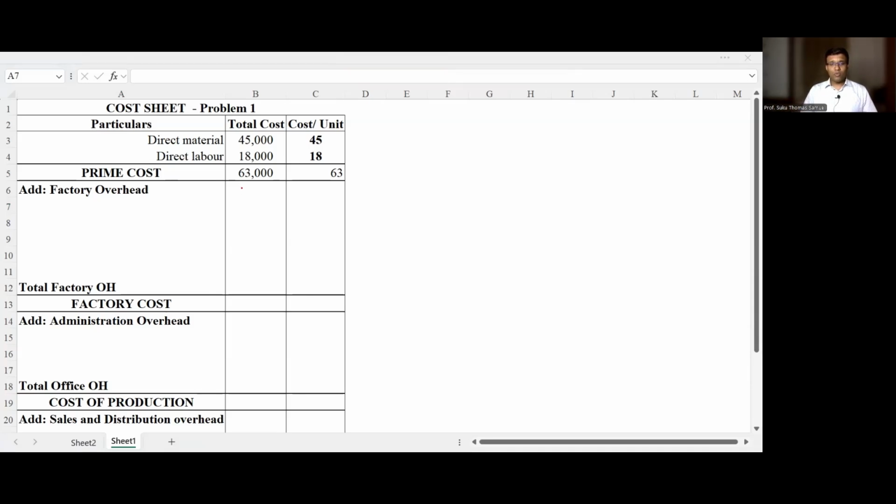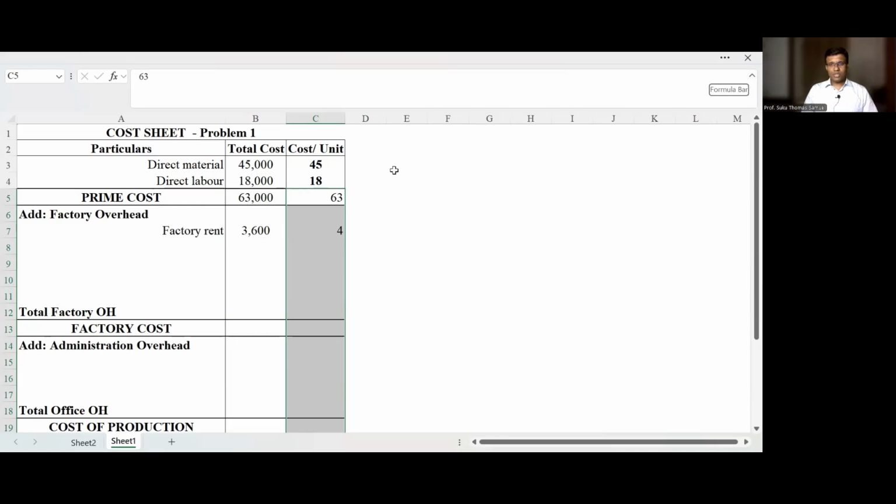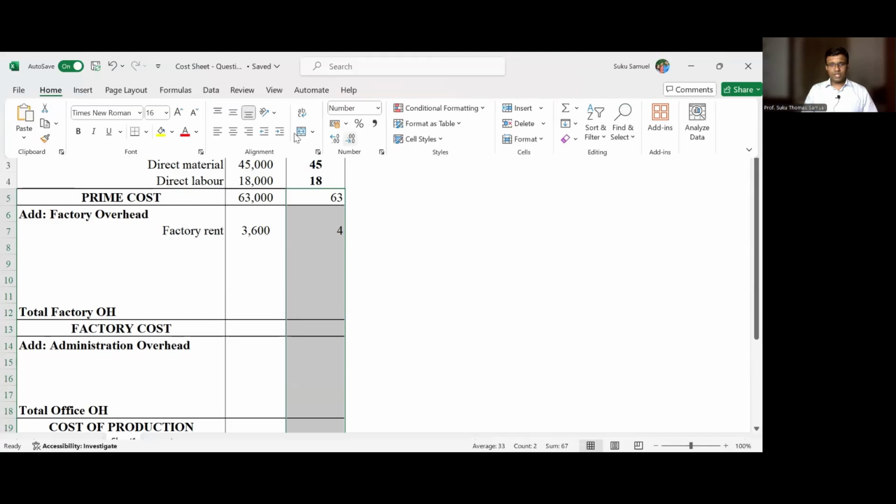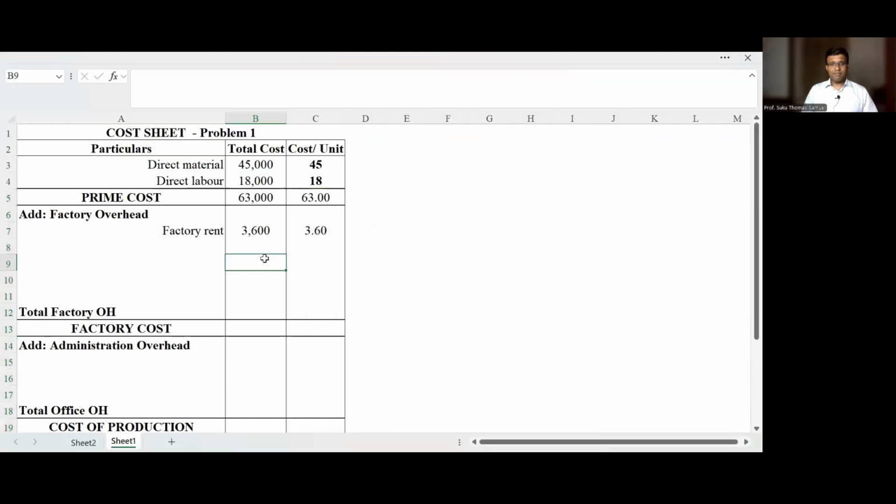So we would start off with factory rent. Factory rent, we know it is 3,600. So when we work out cost per unit, that will be 3.6. In my case, Excel is rounding the figures, so I'm just going to quickly make some modifications here so that doesn't happen. Okay, so that is 3.6.